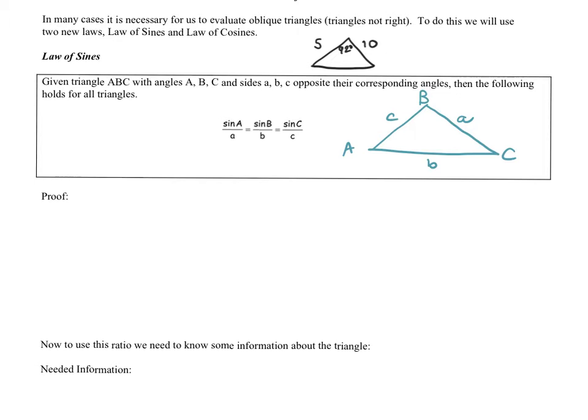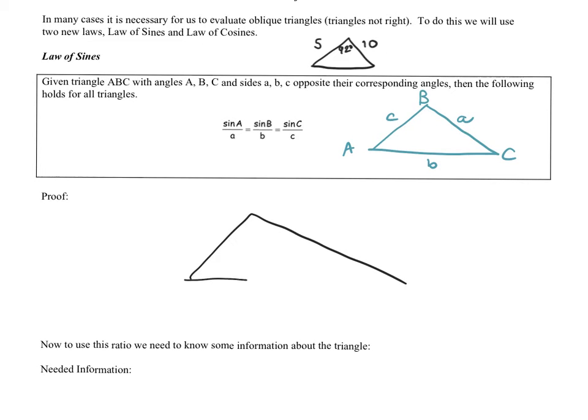But if you have this triangle, then the sine of the angle divided by its side is the same for all three sides and all three angles. So sine A over a equals sine B over b equals sine C over c. Now the proof of this is actually very simple.